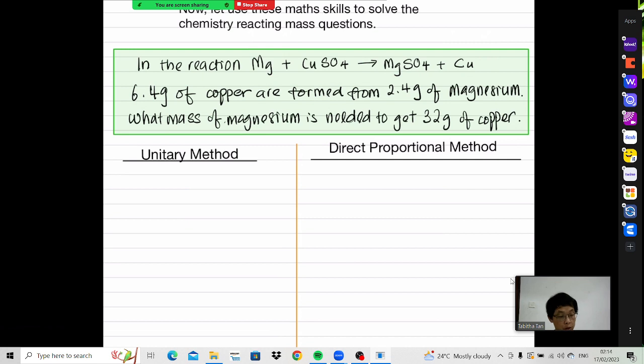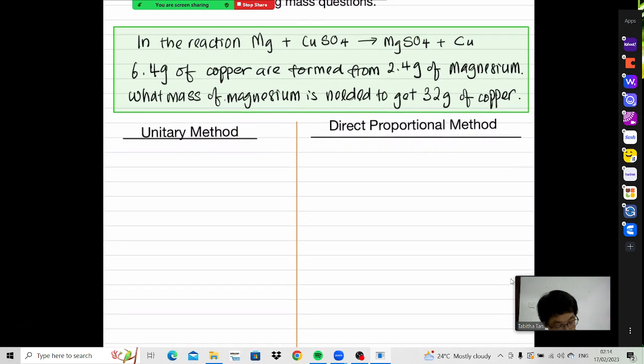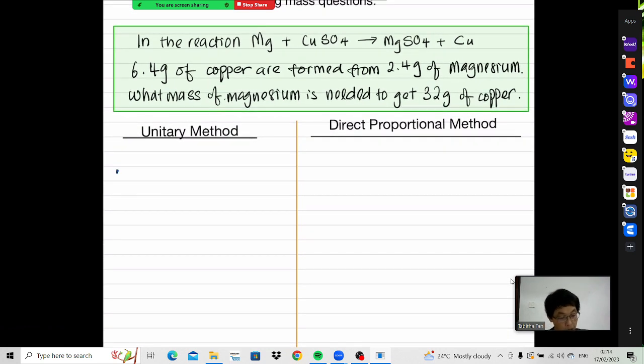Okay. Now you want to get 32 gram of copper. So now let's demonstrate with unitary method. In order to get 32 gram of copper, let's find out 1 unit copper requires how many gram of magnesium. So therefore we want to find out how much magnesium.